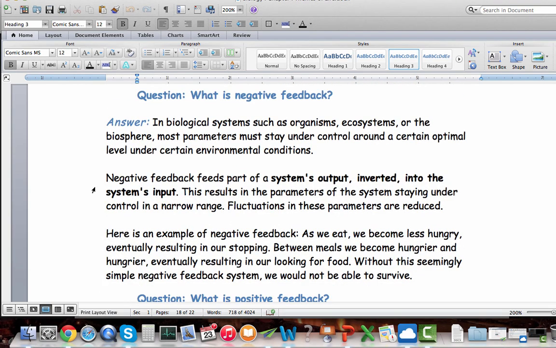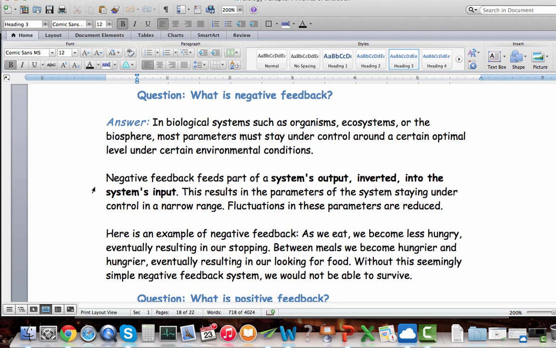Question: what is negative feedback? Answer: in biological systems such as organisms, ecosystems, or the biosphere, most parameters must stay under control around a certain optimal level under certain environmental conditions. Negative feedback feeds part of a system's output that is then inverted into the system's input. This results in the parameters of the system staying under control in a narrow range. Fluctuations in these parameters are therefore reduced.